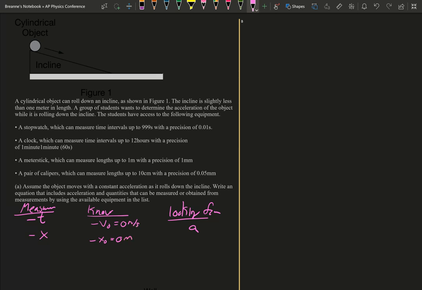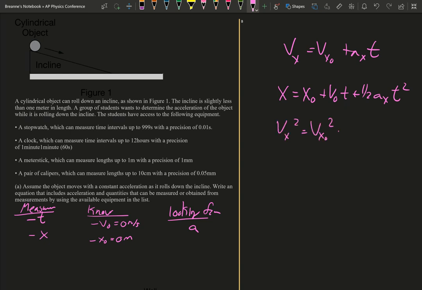So now that's when we look at our equations. Your 1D motion formulas that are on your equation sheet: you have vx equals vx naught plus ax t. You have x equals x naught plus vx naught t plus 1/2 ax t squared. And you have vx squared equals vx naught squared plus 2 ax times x minus x naught.